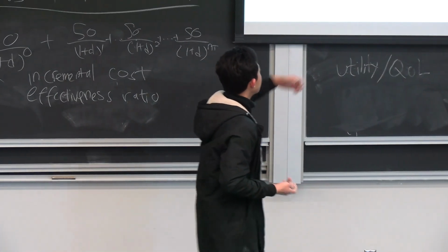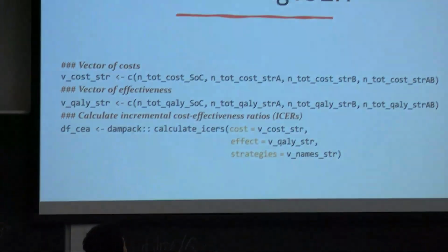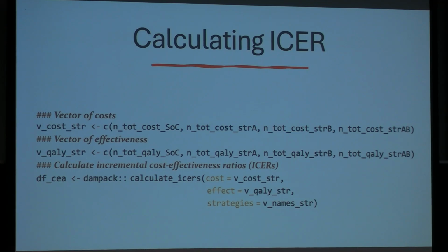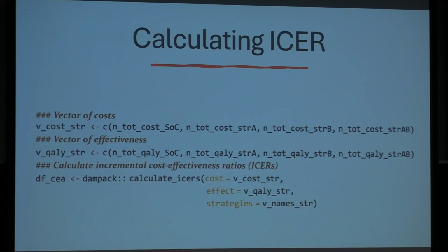In this case, we use calculate_ICER as a function from the DEMPAC library in R. So how we are going to use the function is, first we need to create a factor of all those 4 strategies. We want to compute the cost and the quality of life, because we want to find the effectiveness and also the cost. That's why we take into account the cost, effect, and also the strategies here. And finally, we get the result.